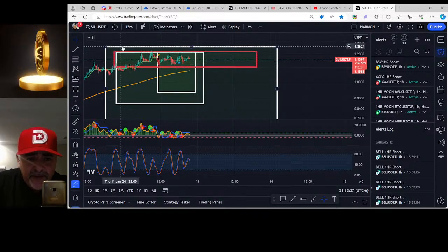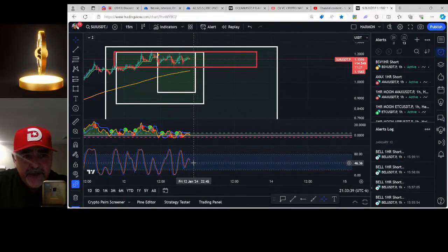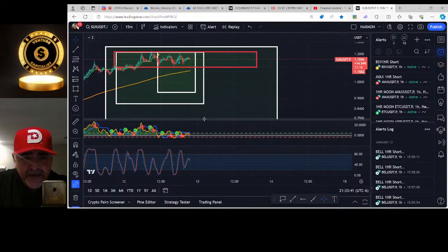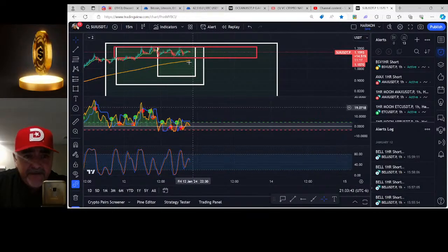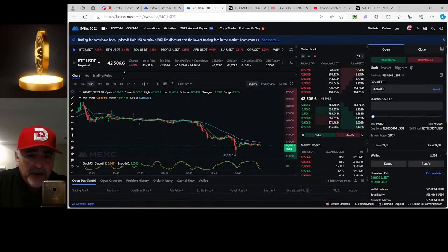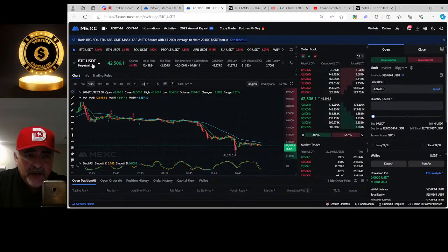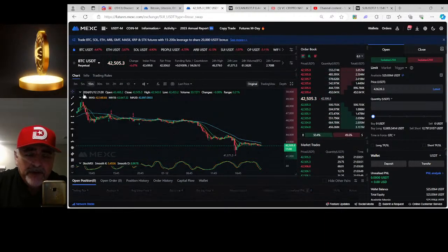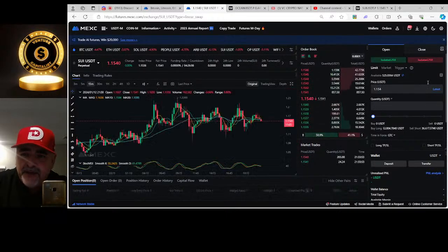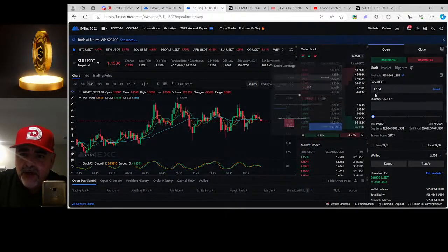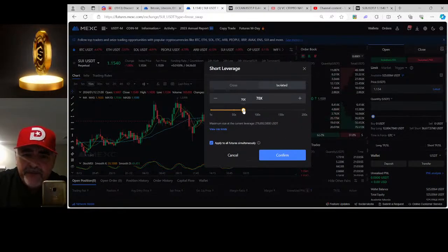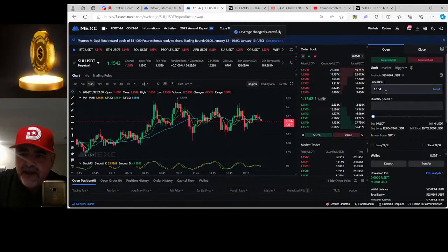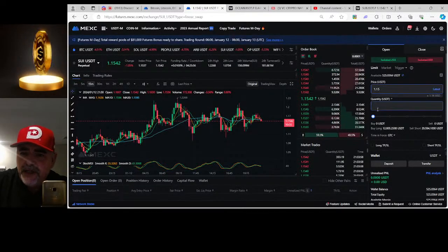So now we're going to take SUI here and dig in, because you see how this 15-minute is breaking down and the 15-minute RSI is coming down. We're going to jump in a short and show you guys how to pull a short off on SUI. We're going to click over here, and I'm going to put the leverage at about 60%. And I'm going to jump into a short here.